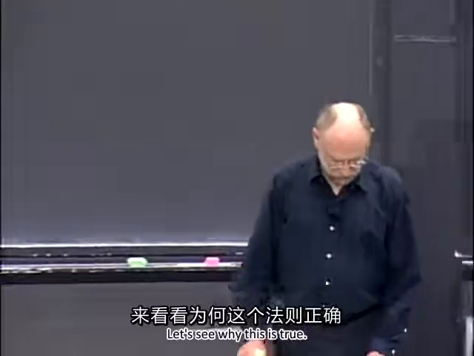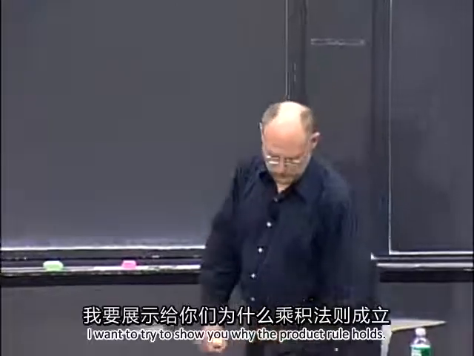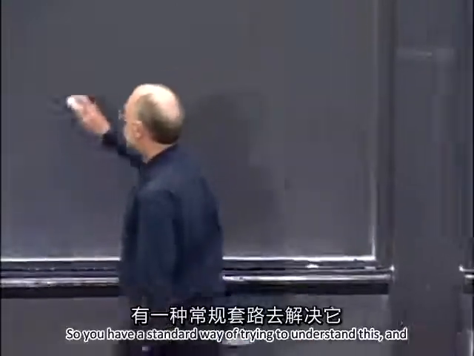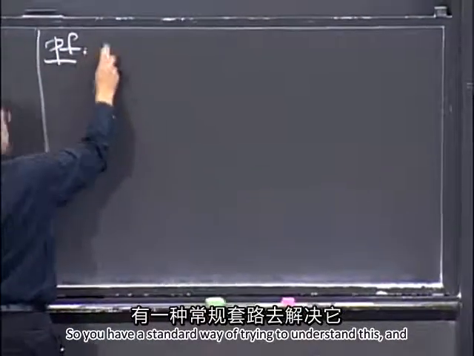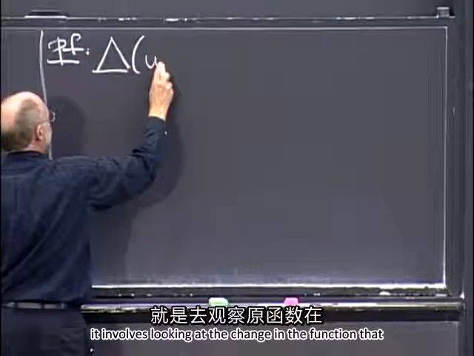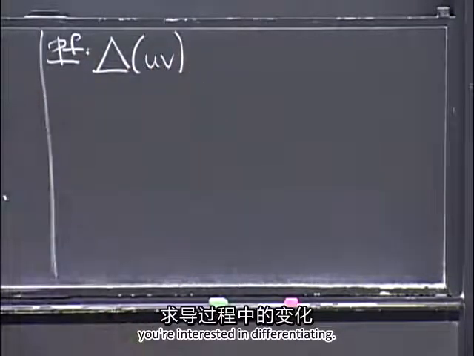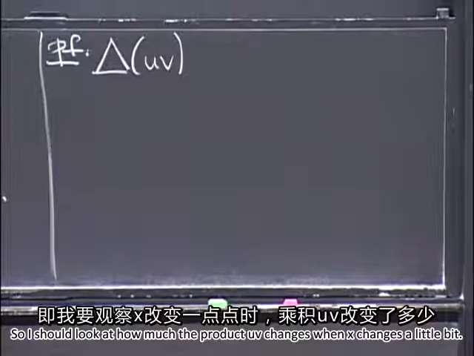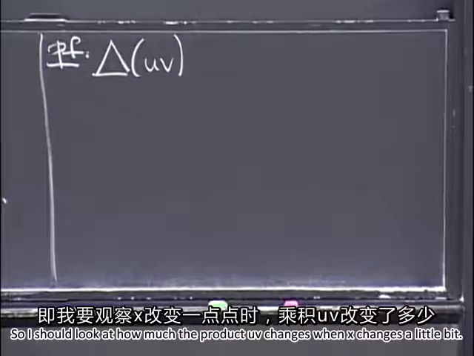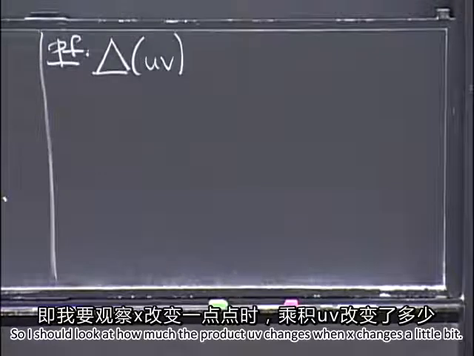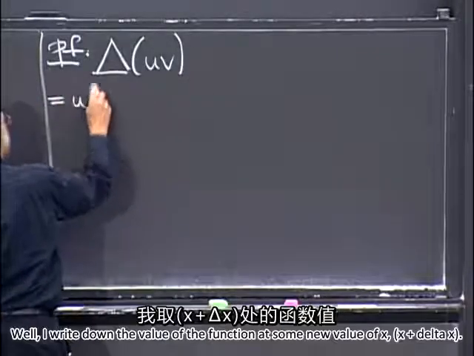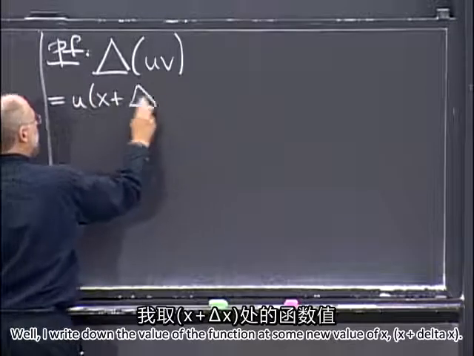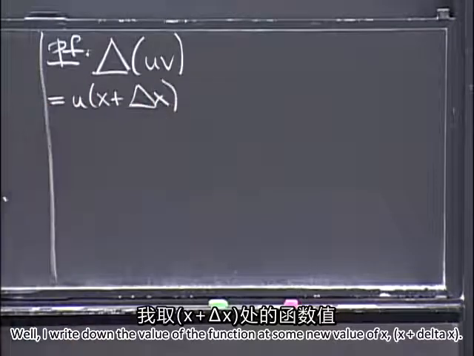Well, let's see why this is true. I want to try to show you why the product rule holds. So I think you have a standard way of trying to understand this. And it involves looking at the change in the function that you're interested in differentiating. So I should look at how much the product uv changes when x changes a little bit. Well, how do we compute the change? I write down the value of the function at some new value of x, x plus delta x.